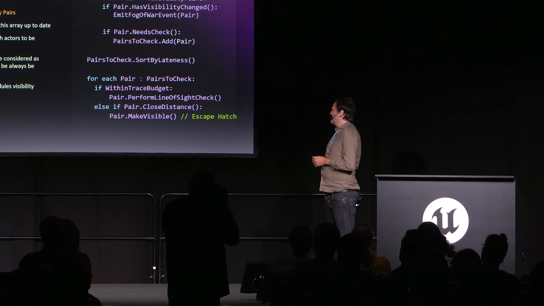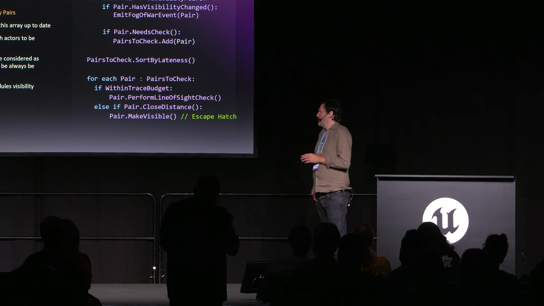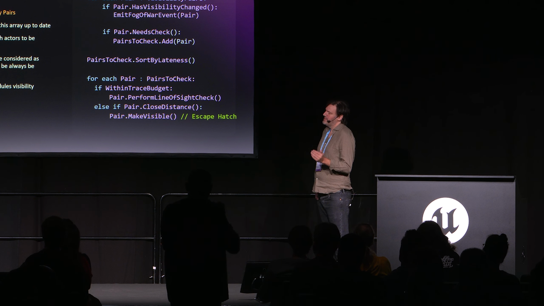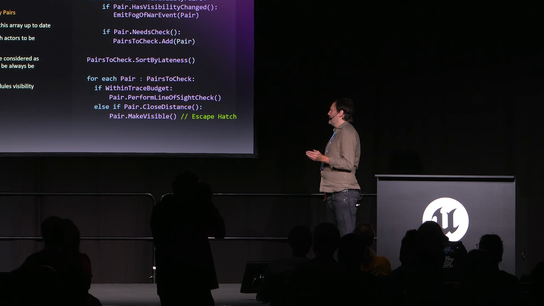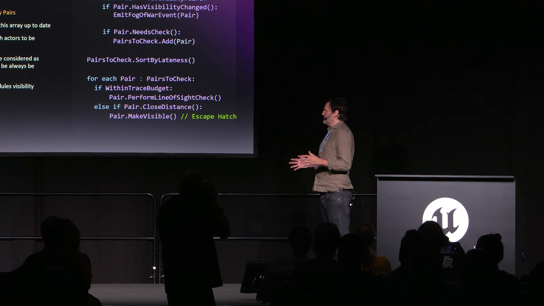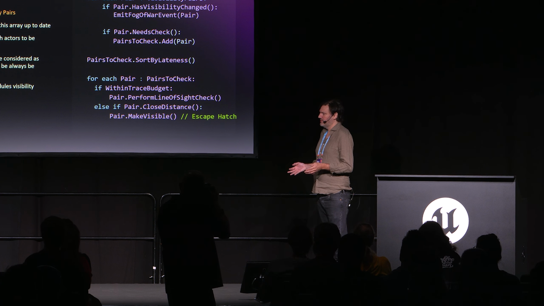At the bottom, you can see there's an escape hatch condition: if we exceed the trace budget for a frame, we make all close pairs visible. This reduces load on the system because they're the most burdensome to check, and hopefully minimizes any pop-in caused by pairs not getting checked in time, falling behind and popping in a bit late, replicating late.